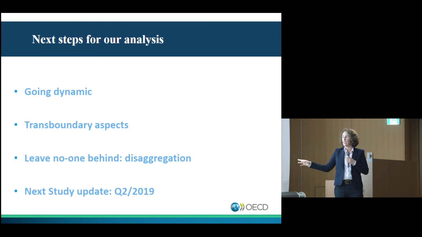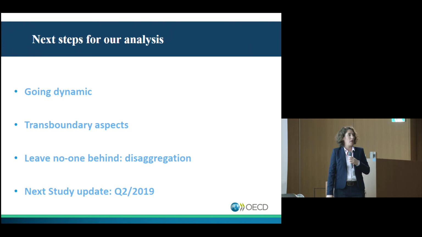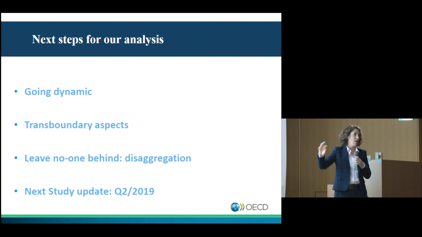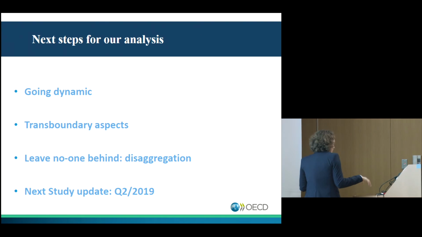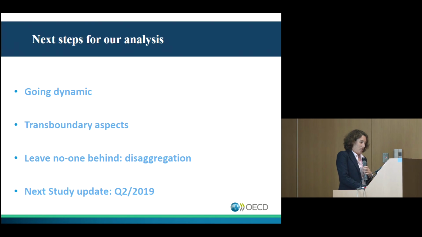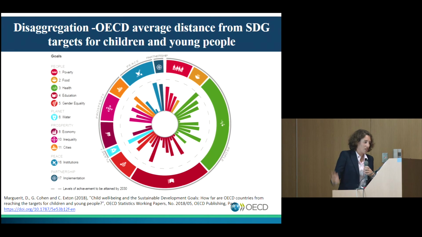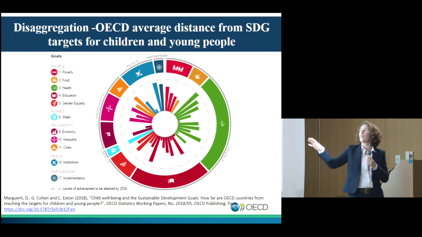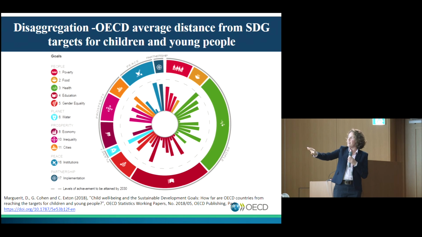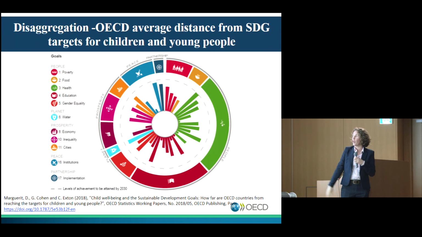We also look at disaggregation. We've recently published a working paper on looking at children and youth. So how are children and youth performing on SDGs, or how well are we doing on achieving SDGs for children and youth? And as I said, again, we'll be updating next year. And this is just to give you a sense of what the disaggregation looks like. This is the same wheel, the same visualization, but for the data available for children and young people. So this has already been published.